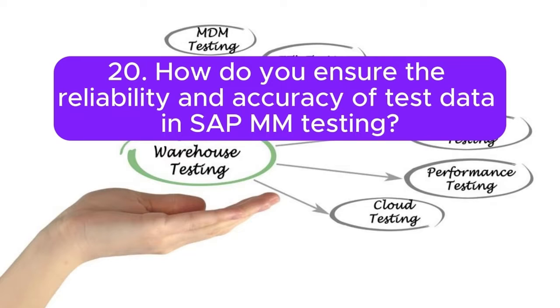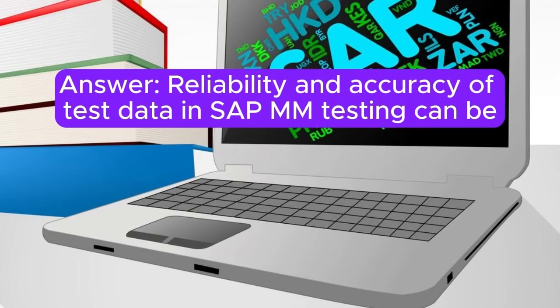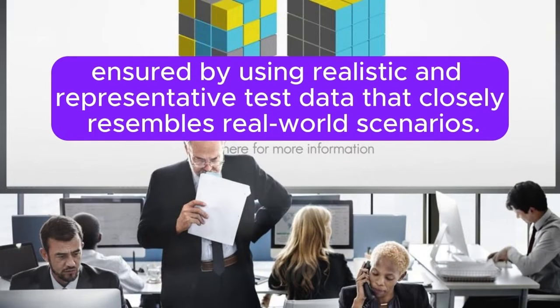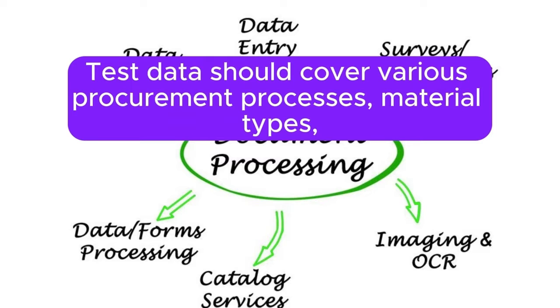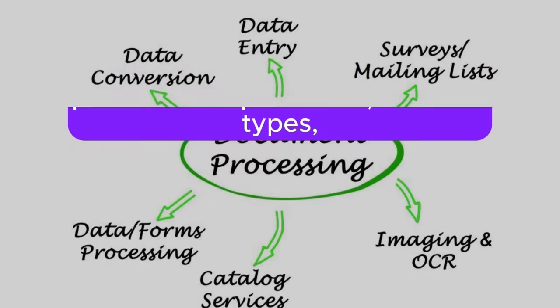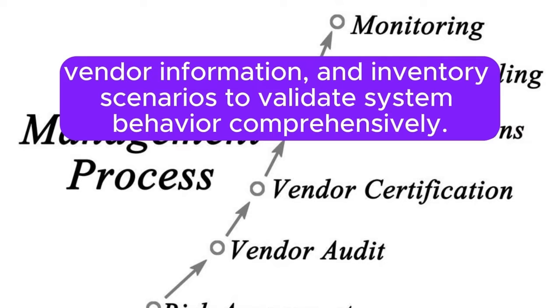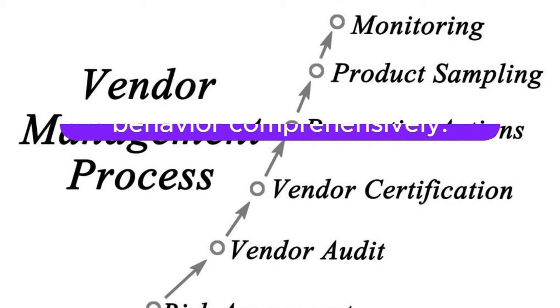20. How do you ensure the reliability and accuracy of test data in SAP testing? Answer. Reliability and accuracy of test data in SAP testing can be ensured by using realistic and representative test data that closely resembles real-world scenarios. Test data should cover various procurement processes, material types, vendor information, and inventory scenarios to validate system behavior comprehensively.